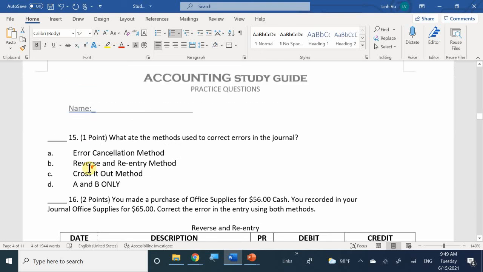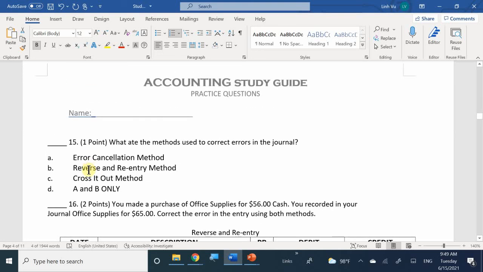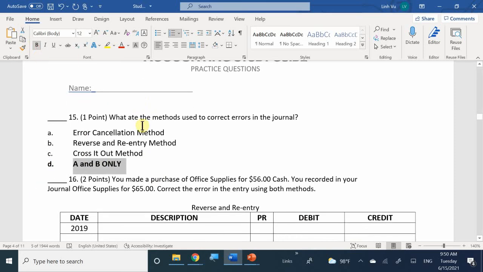Okay. See here, question 15. What are the methods used to correct entries in the journals? Letter D. The A and B only, right? Error cancellation and reverse reentry, right? We just went over this. No such thing as the cross it out method, okay? So good.